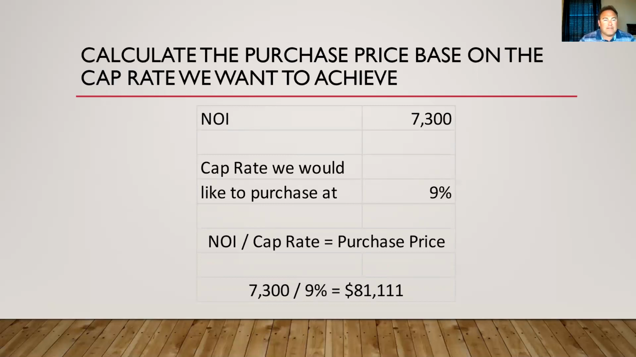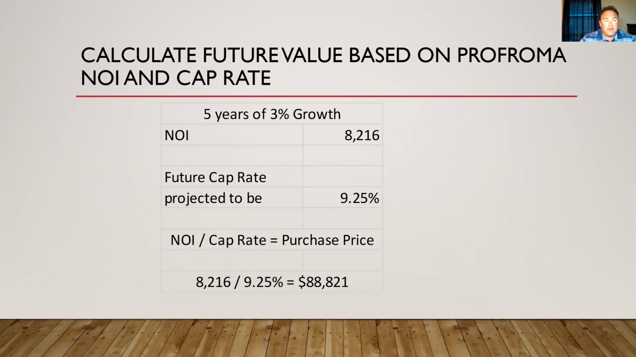That's great information when we're looking at buying, when we look at selling, or even when basing future projections. In this particular model, we're calculating the future value based on our pro forma, the NOI, and the cap rate. We're going to say that our NOI is going to grow by 3% every year for the next 5 years. We started out with that $7,300 in NOI, and we grow it based on our pro forma to get up to $8,216.